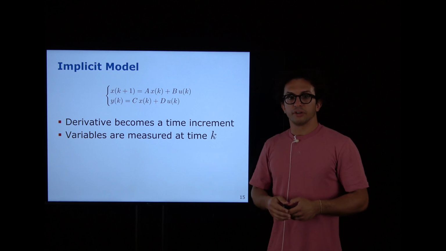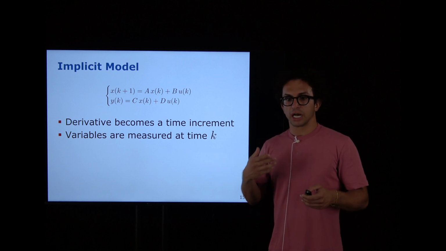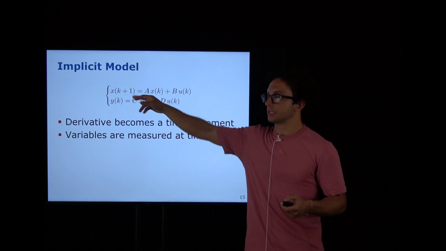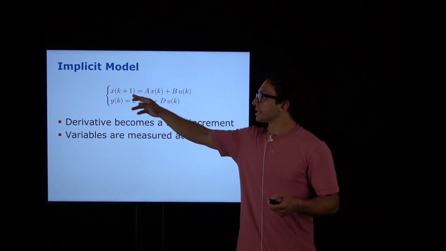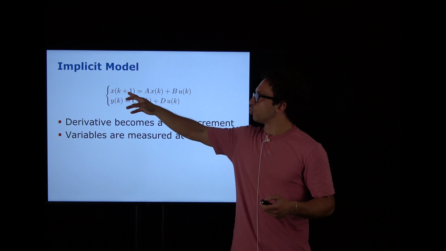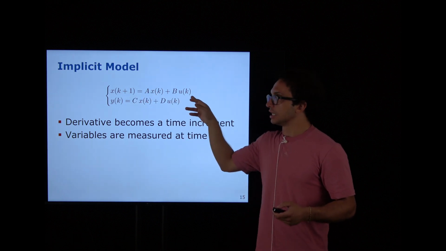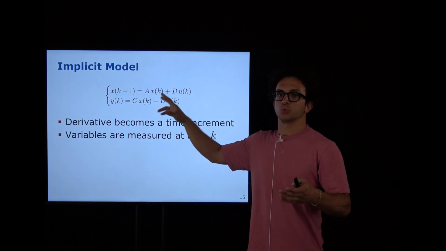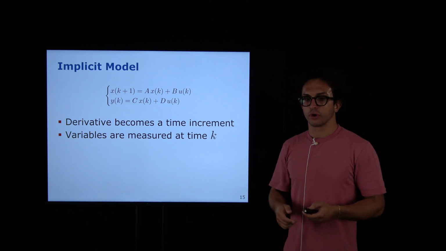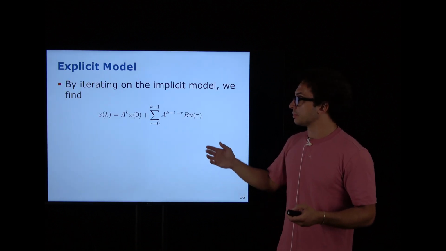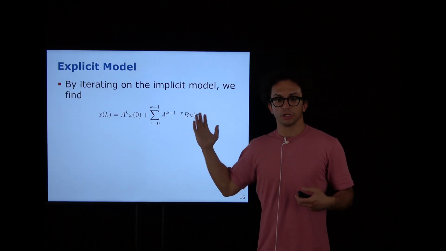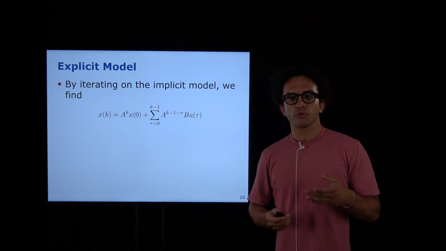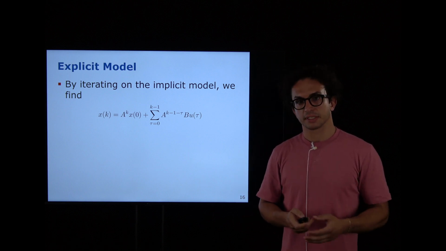Similar to what we did in the very first lecture, when we derived the explicit model by just iterating the implicit model, we have that x0 is something, and then x1 depends on x0 thanks to this, and then we have that x2 depends on x1, which depends on x0, and so on and so forth. We can do this exact same thing, and we end up with this model here, which is the explicit model for the discrete time system.